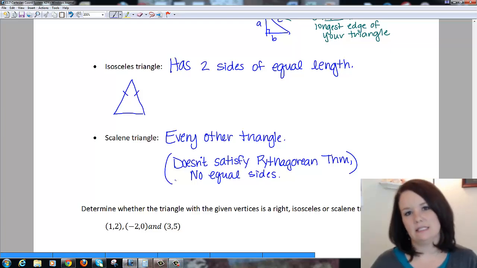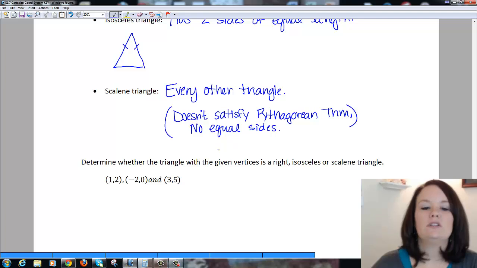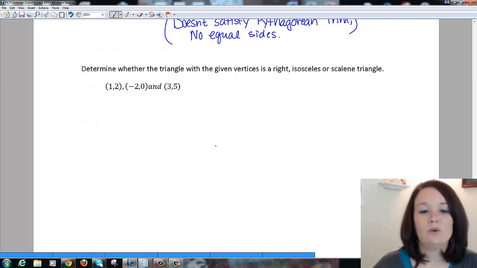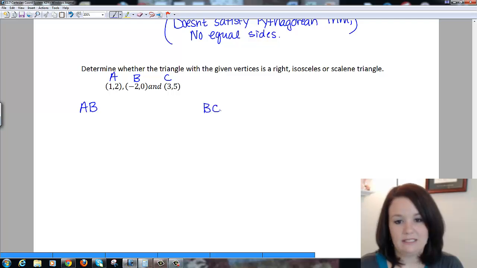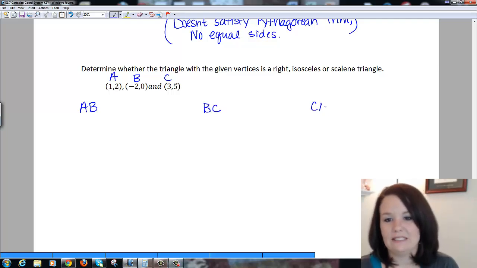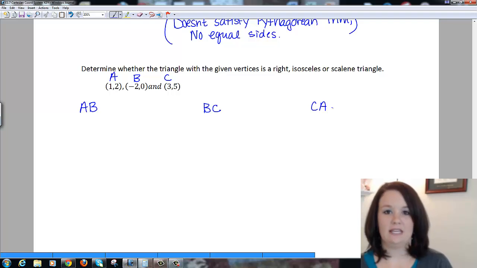If it doesn't, then it's scaling. Okay, so that's what we're going to do for these next ones. Determine whether the triangle with the given vertices or edge points is a right, isosceles, or scaling triangle. So again, I'm going to call this point A, point B, and point C. So I need to find the distance between A and B, then the distance between B and C, and then the distance between C and A, and then look at those lengths.